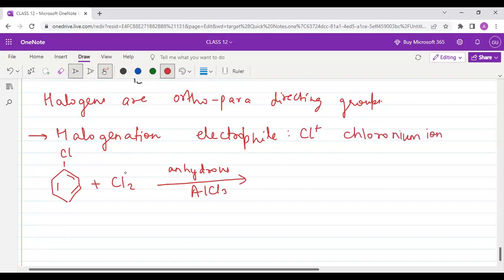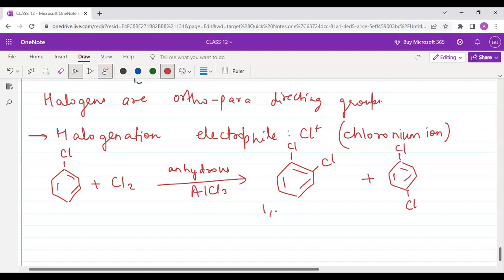So the electrophile will approach this benzene ring, which is electron rich, and you'll observe that Cl will get attached one time to the ortho position and the other time to the para position. So two products are formed. One is 1,2 dichlorobenzene, right? Yes. And what is the name of the other compound? It is 1,4 dichlorobenzene.